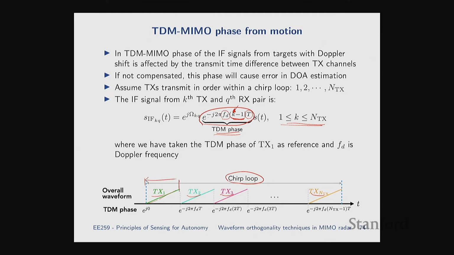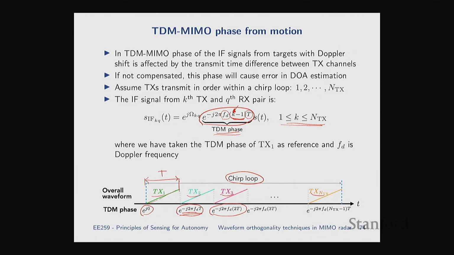So that's basically T. More concretely, at the start of every chirp loop, you can assume there's no phase for your first transmitter, but your second transmitter, because it starts T seconds later, has this additional phase, e to the minus j 2 pi f_D T. Your third transmitter has a phase e to the minus j 2 pi f_D times 2T, and so on.